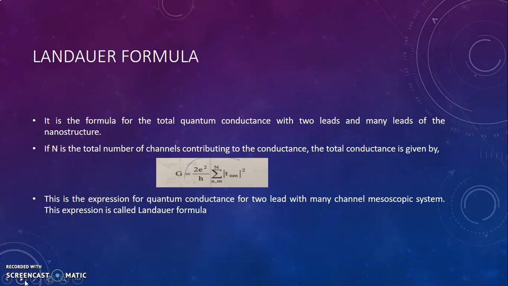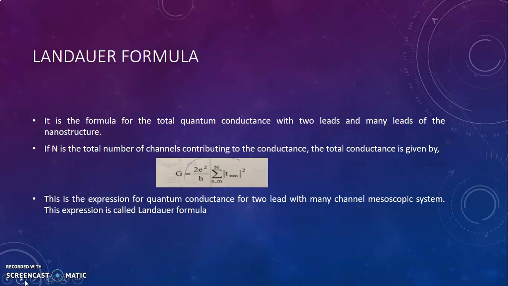We have a small topic, the Landau formula. It is a formula for the total quantum conductance with two leads and many leads of the nanostructure. It connects the quantum conductance with two leads and many leads of the nanostructures. If capital N is the total number of channels contributing to the conductance, the total conductance is given by G = (e²/h) Σ_{n,m} |T_nm|², where |T_nm|² is the transmission probability.